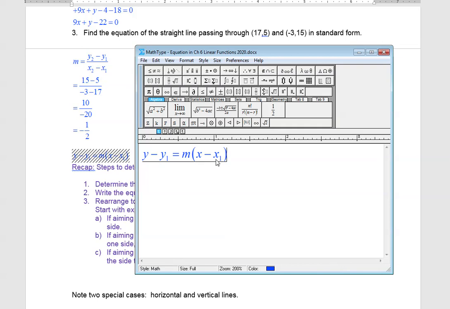So again, y stays as y. Pick which point we want to use. I'm going to use the first point again. So y minus 5 equals, well, this time our m is a fraction, negative 1/2. Don't forget the negative. X stays as x, but x1 becomes the corresponding one to our y. So y was 5, x is going to be 17.